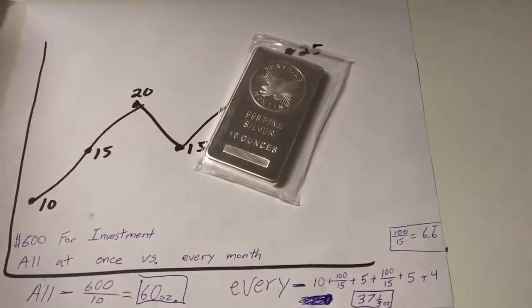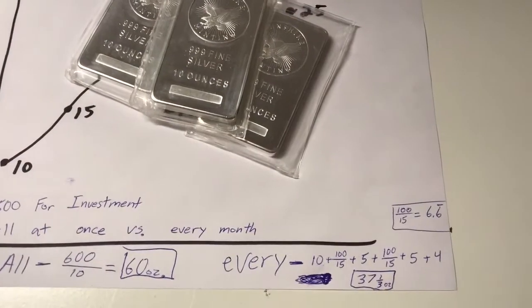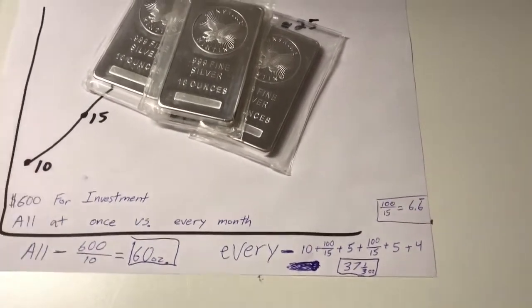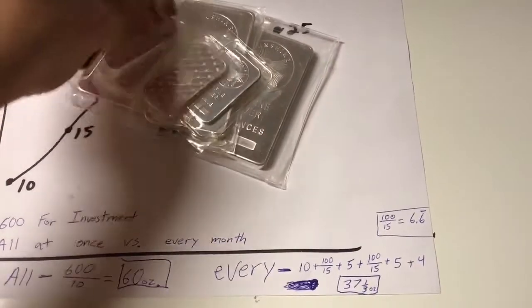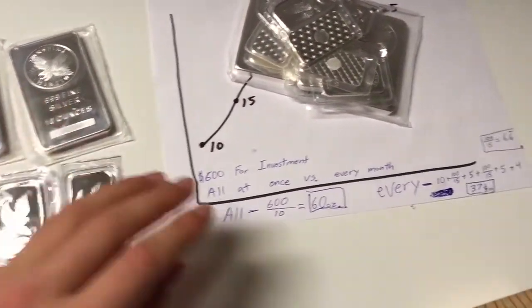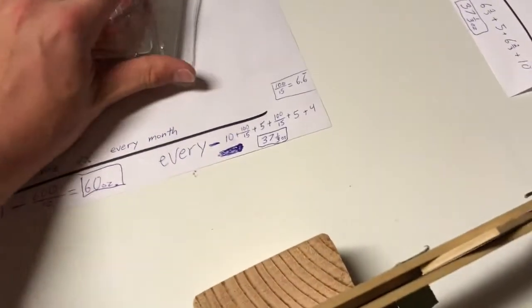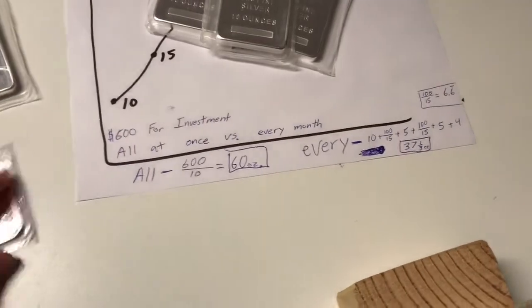So he would only be picking up 37 ounces. Basically, Joe would end up losing out on the ability to buy these 23 ounces we see right here. He would get all this and lose all this if he chose dollar cost averaging, buying a fixed amount per month, every month. But let's show the next scenario.